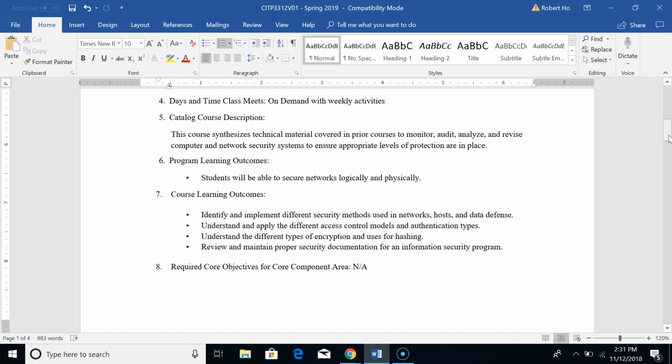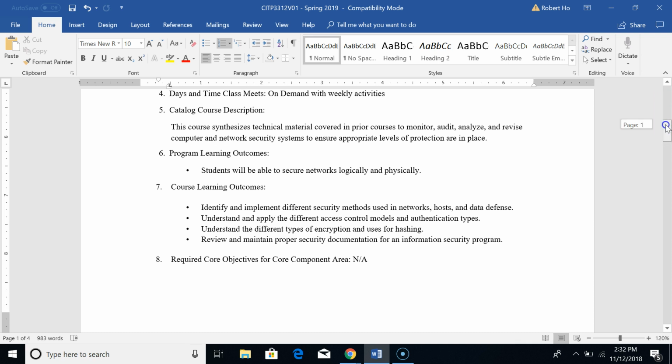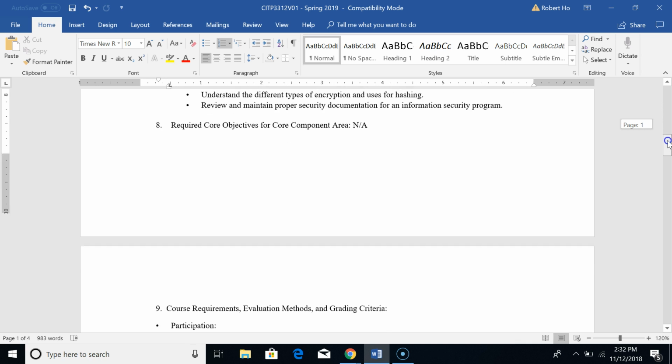The second one, understand and apply the different access control models and authentication types. The third one is to understand the different types of encryption and uses for hashing. And the last one is to review and maintain proper security documentation for the information security program. Okay, all right, that's the course learning outcome and the program learning outcome.